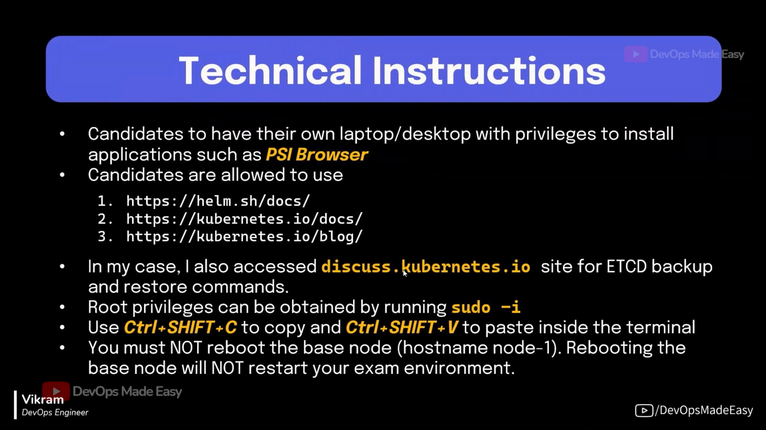If you log into any node, like any worker node, and you need any root privileges, you can simply do sudo -i. This will grant you root privileges, so you can install anything if it is needed. Also, direct Control C and Control V will not work inside the terminal in the remote system. You should use Control Shift C to copy, and Control Shift V to paste.